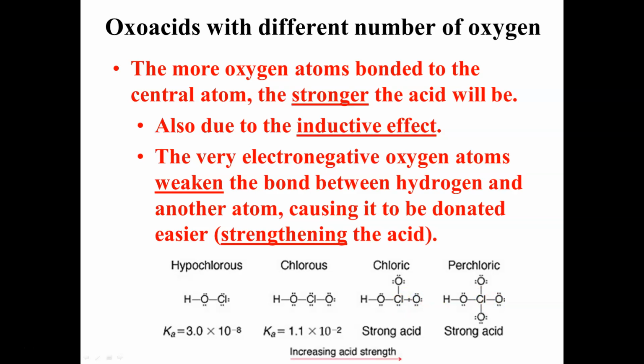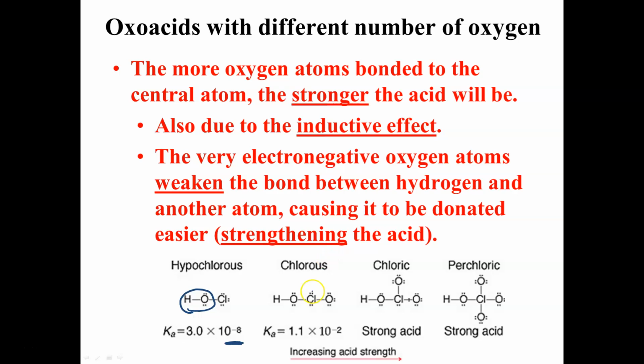So let's take a look at it. The very electronegative oxygen atoms weaken the bond between hydrogen and the other atom. That strengthens the acid. So it also goes back to, how do we weaken this HO bond? Okay, how do we weaken that so the hydrogen could dissociate and be donated easier? You've got hypochlorous acid, you have one oxygen there, okay, so you want the hydrogen-oxygen bond to be weak. It's not very weak at all. Its Ka is 3 times 10 to the negative 8th.